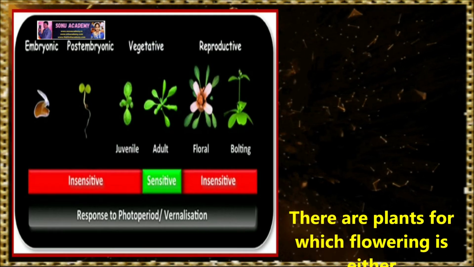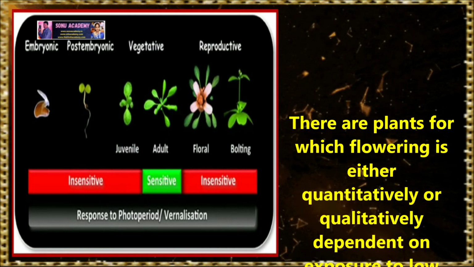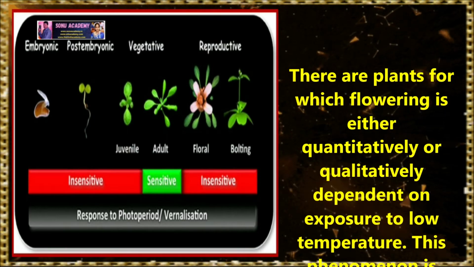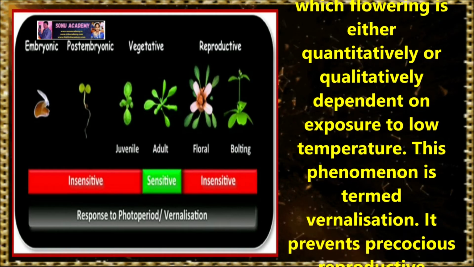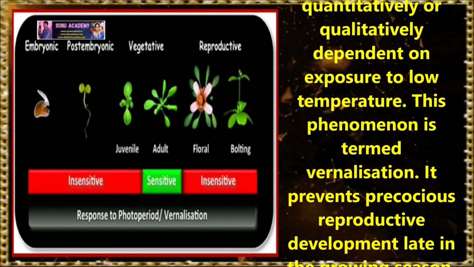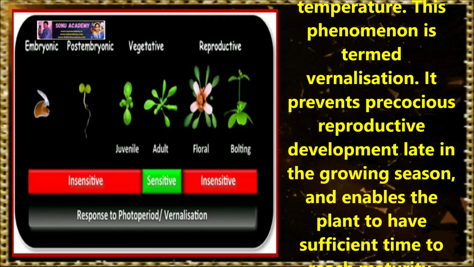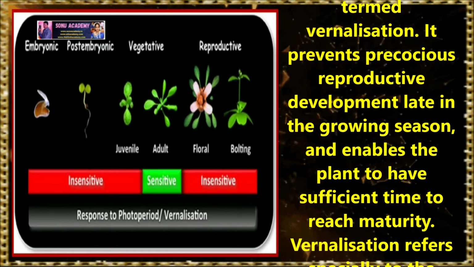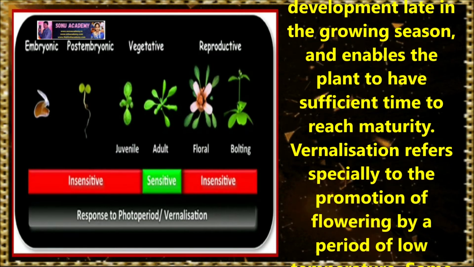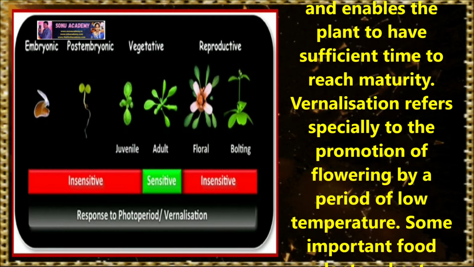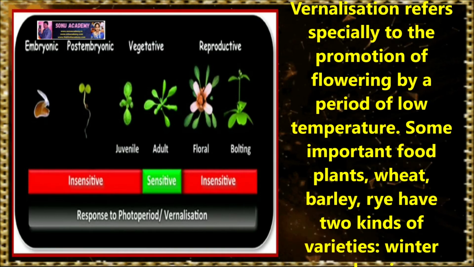Children, now let us discuss vernalization. There are plants for which flowering is either quantitatively or qualitatively dependent on exposure to low temperature. This phenomenon is termed vernalization. It prevents precocious reproductive development late in the growing season and enables the plant to have sufficient time to reach maturity. Vernalization refers specifically to the promotion of flowering by a period of low temperature.